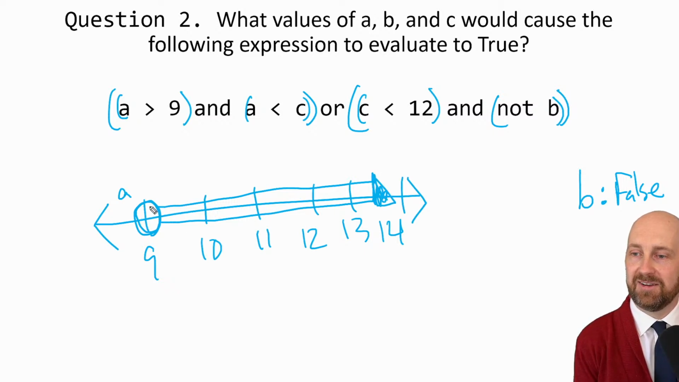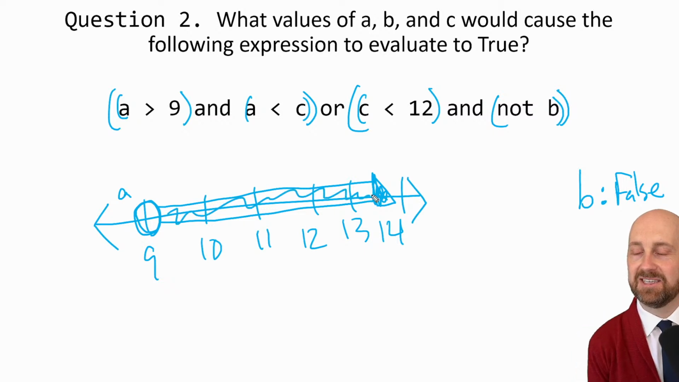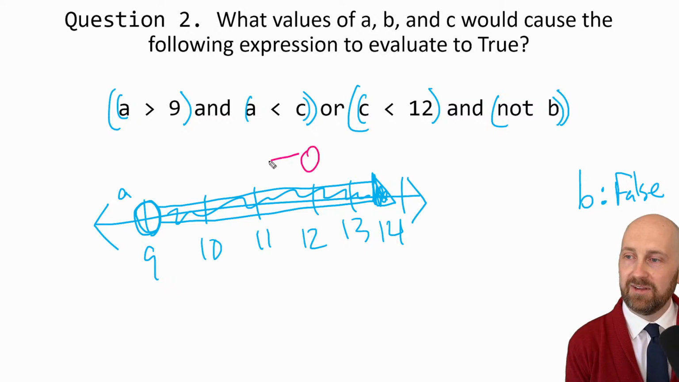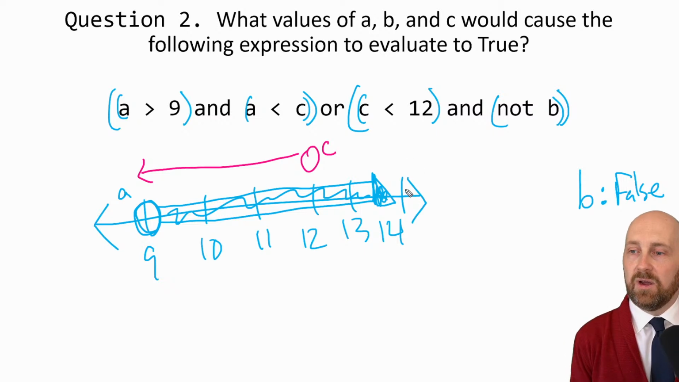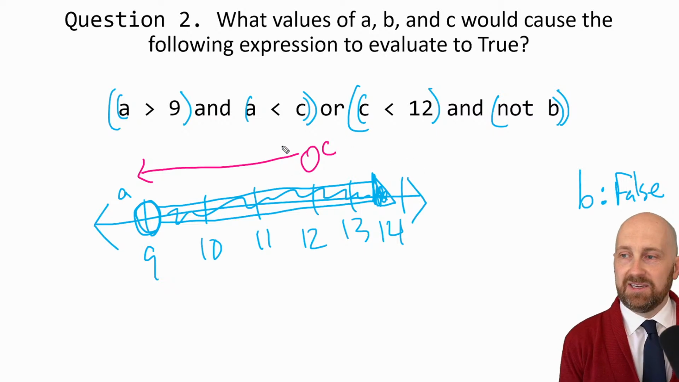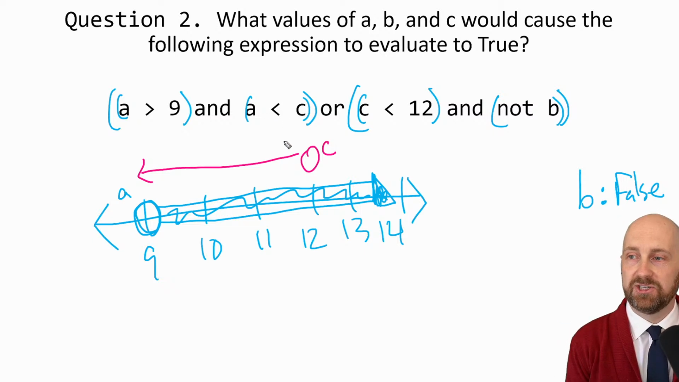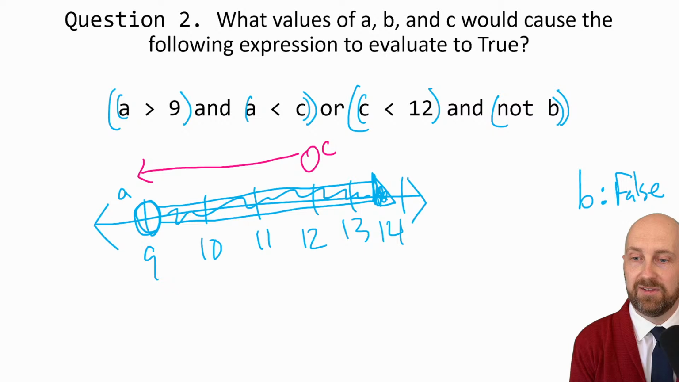It's anything on this side of the circle, right? C less than 12. I might use a different color here. So at 12, I'm going to draw an open circle and say that C is going to be in this direction, right? Great. Well, A has to be less than C. So whatever we pick for this relationship, A is going to need to be somewhere lower on the number line than C.